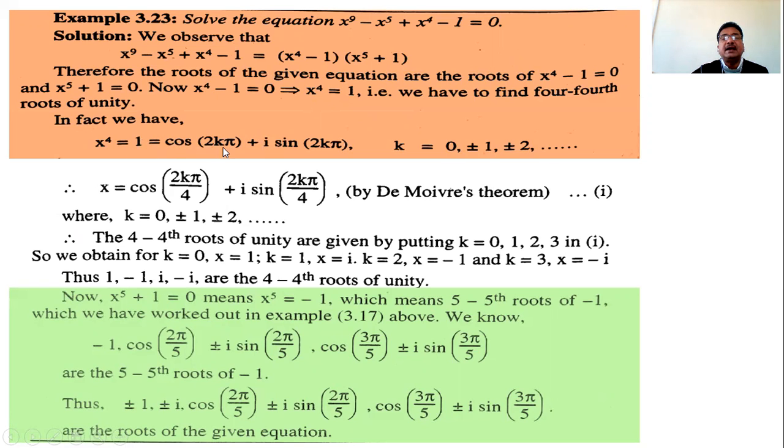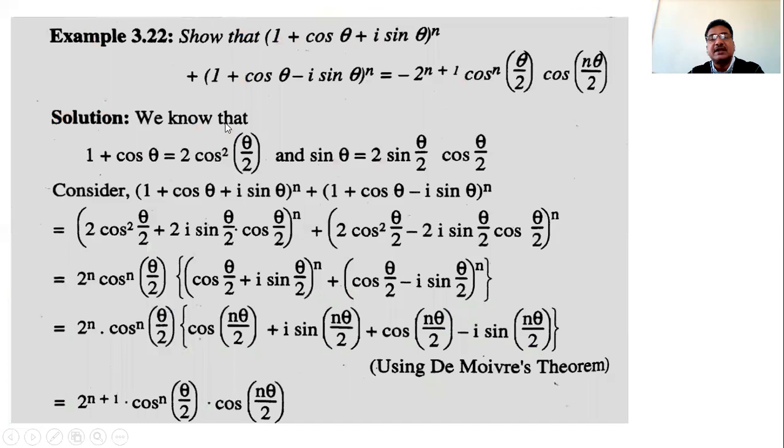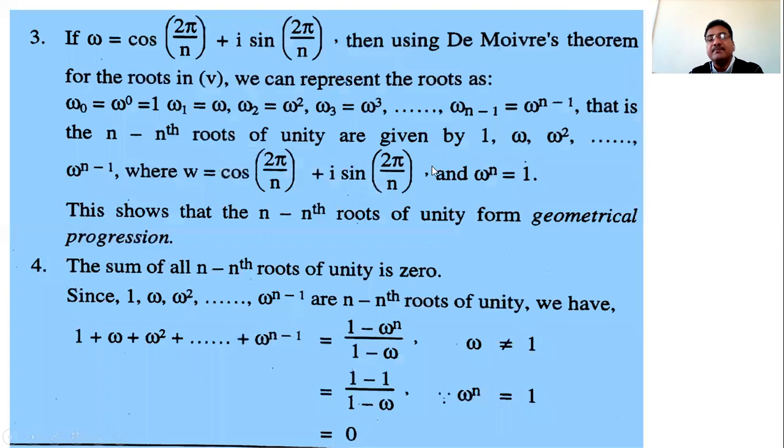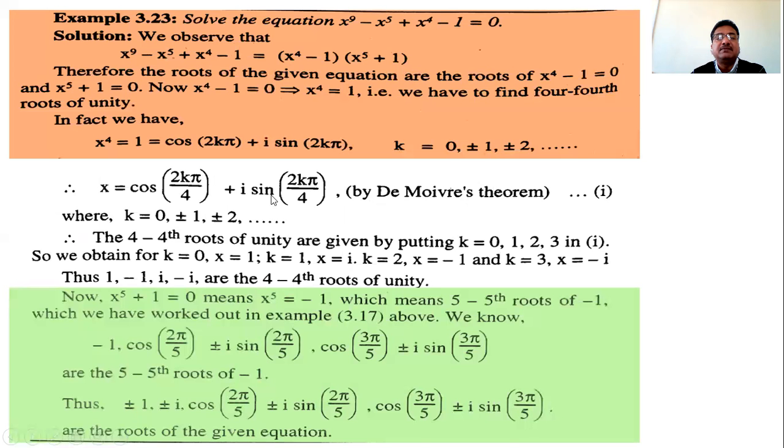So express 1 in the polar form, cos 2kπ plus i sin 2kπ, because 1 is cos 0 plus i sin 0. First write 1 as cos 0 plus i sin 0, and then add 2kπ. So 0 plus 2kπ is 2kπ. And then take the power 1 by 4.